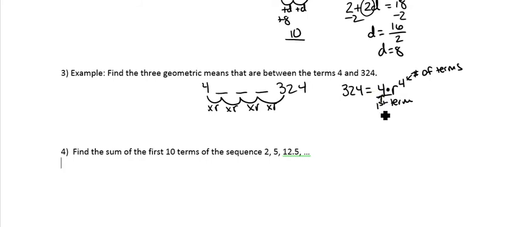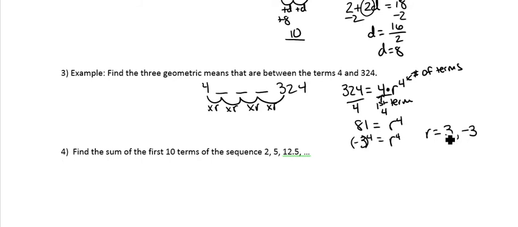So you divide 324 by 4, and you get 81 equals r to the 4th. So what number to the 4th power is 81? That's 3. Okay, but remember, you could also have had -3, because it's the 4th power. So your ratio could be +3, or it could be -3. So we get the same ratio again. That's just by chance. That doesn't happen every time.